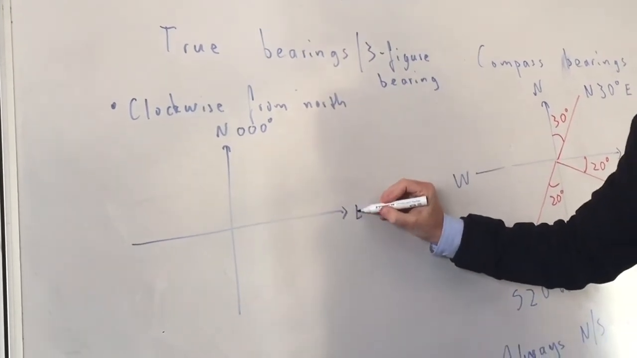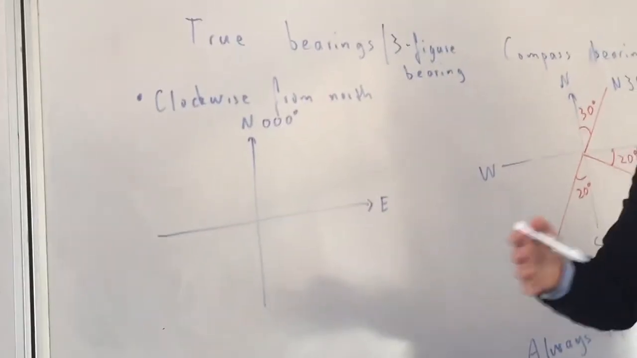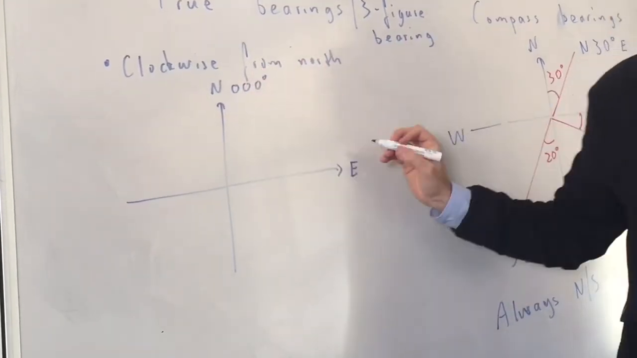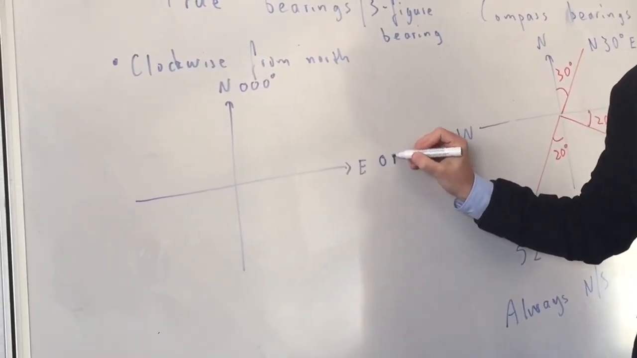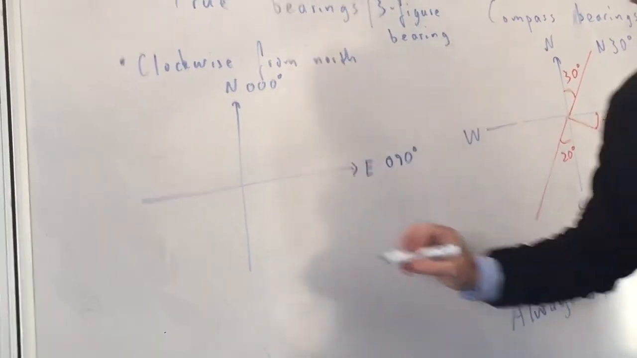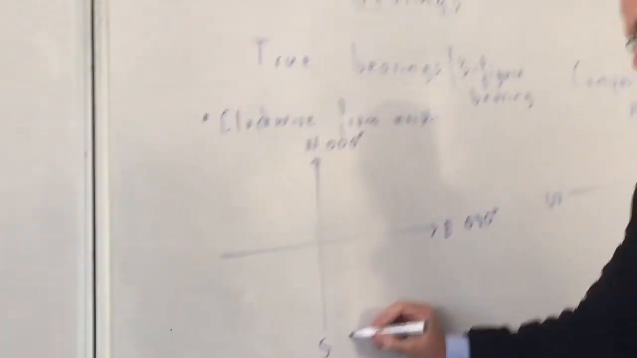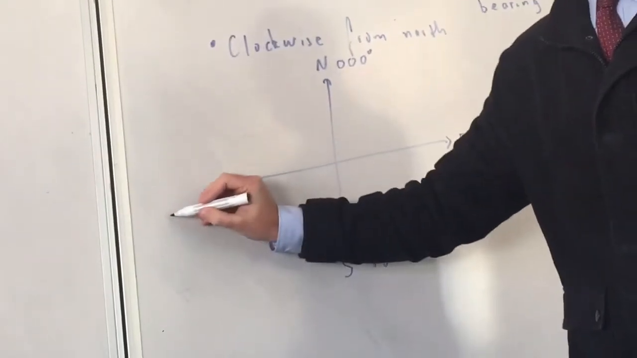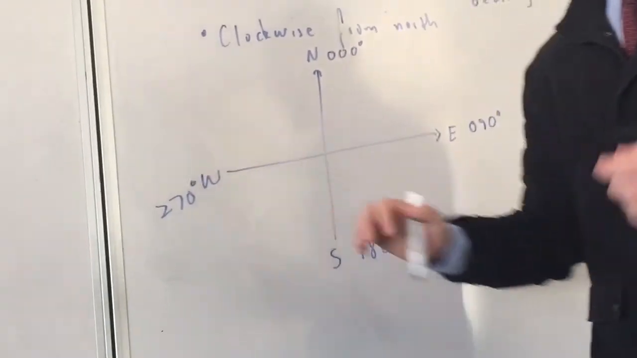So east, what would the true bearing of east be? What angle is that if we measure it from north? 90. So you'd say east is 090. What about south? 180. South is 180 degrees. And what about west? 270. Yeah, so that's our end points.